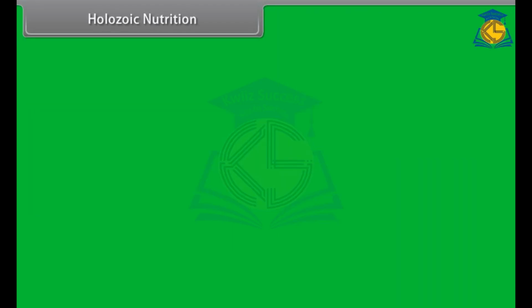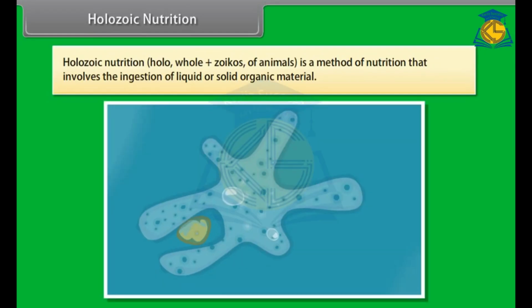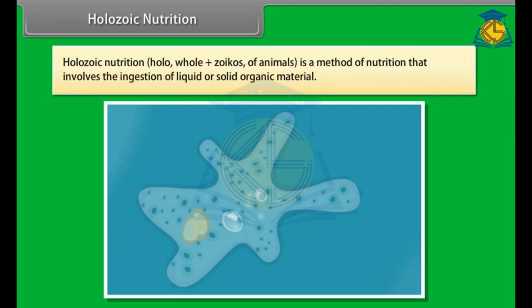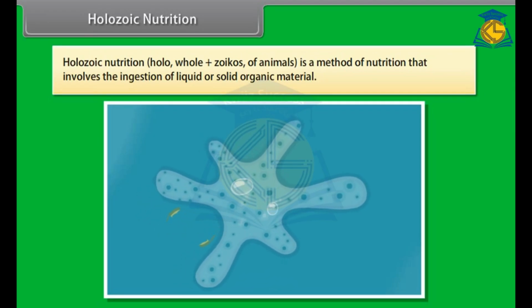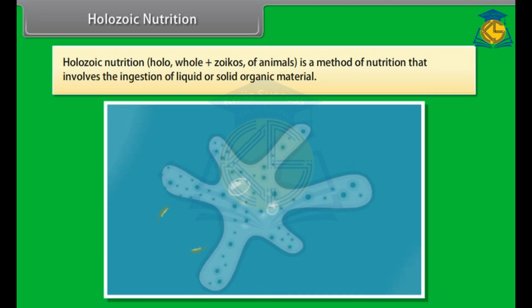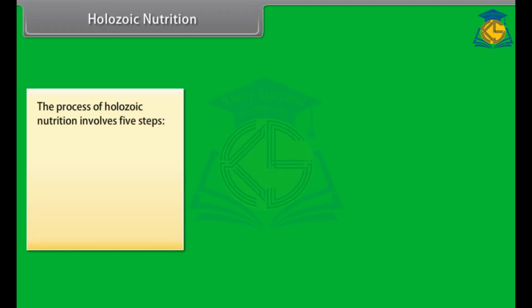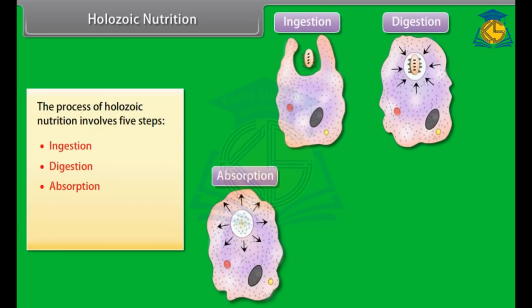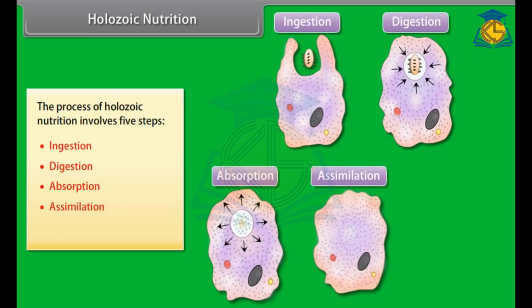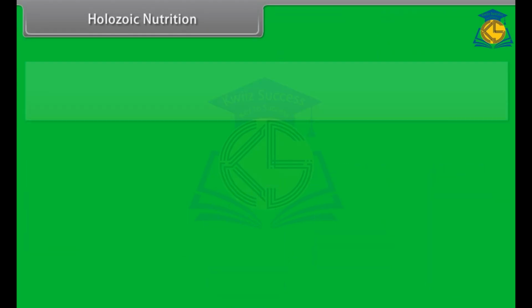Holozoic nutrition. Holozoic nutrition, holo means whole, and zoikos means animals, is a method of nutrition that involves the ingestion of liquid or solid organic material. The process of Holozoic nutrition involves 5 steps: ingestion, digestion, absorption, assimilation, and egestion.